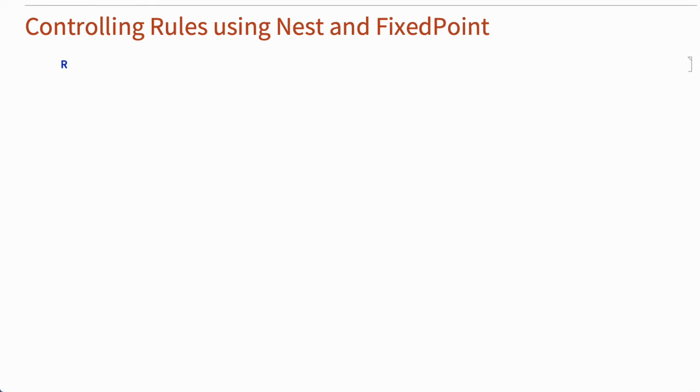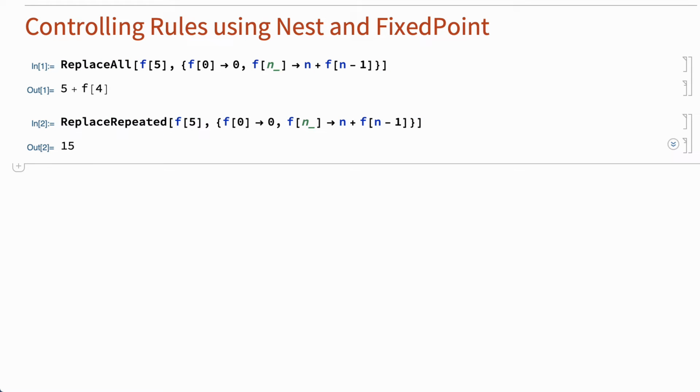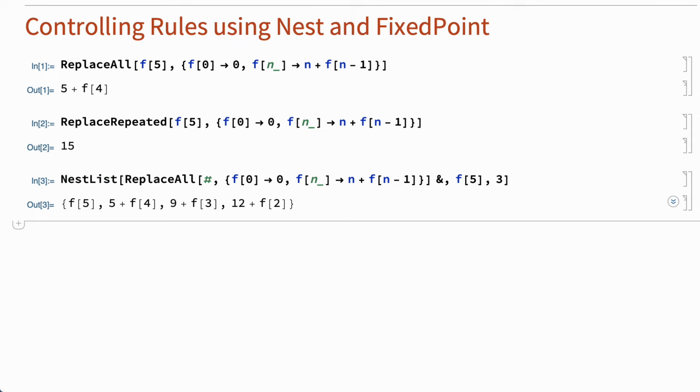In addition to ReplaceAll, which applies a rule once, as in this example, and ReplaceRepeated, which applies a rule until the expression stops changing, it is sometimes useful to control the number of times that a rule is applied. And one convenient way to do that is with the Nest or NestList functions. For example, this shows NestList with ReplaceAll in a pure function, giving results after 1, 2, and 3 applications of the rule.